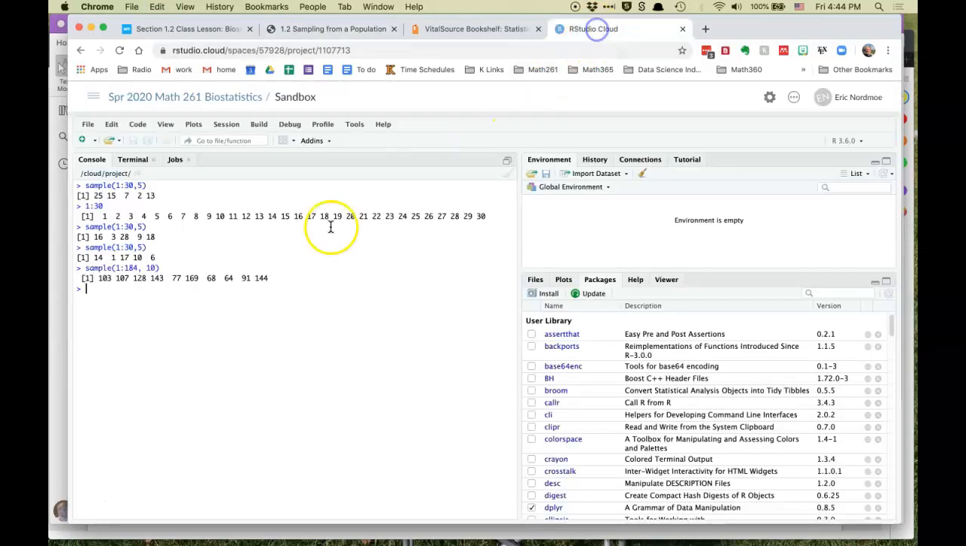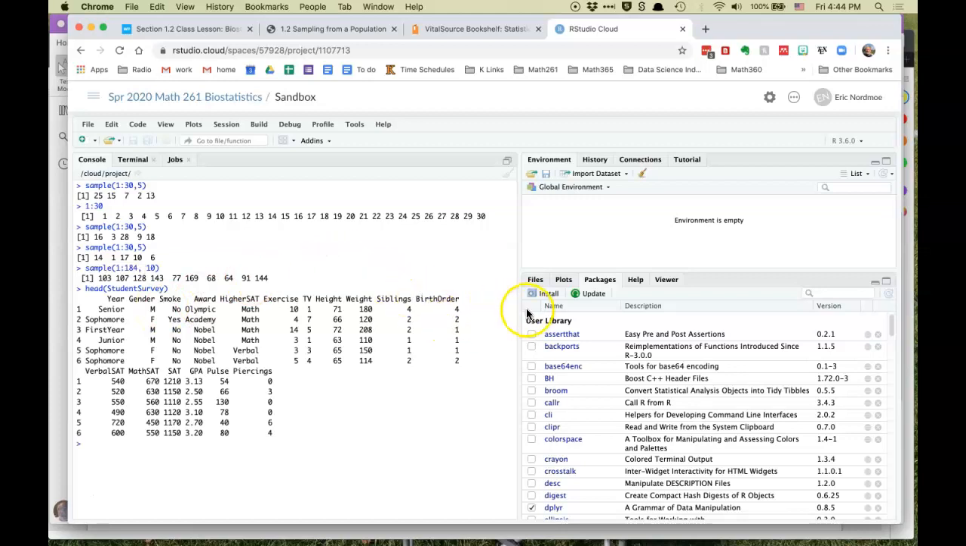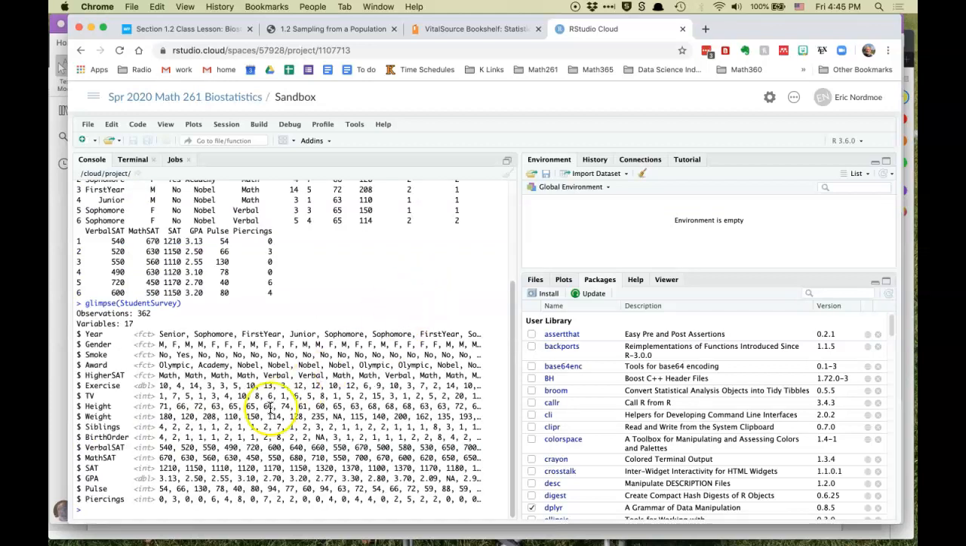So I'm going to go over here, but first I'm going to say head of student survey. And notice that it prompts me for autocomplete, and I can see quite a few cases here. Another command that's sometimes useful if you want to see what's going on with the data set is glimpse. And that gives us a quick list of all the variables and a few typical values, that is the first few values for each variable.